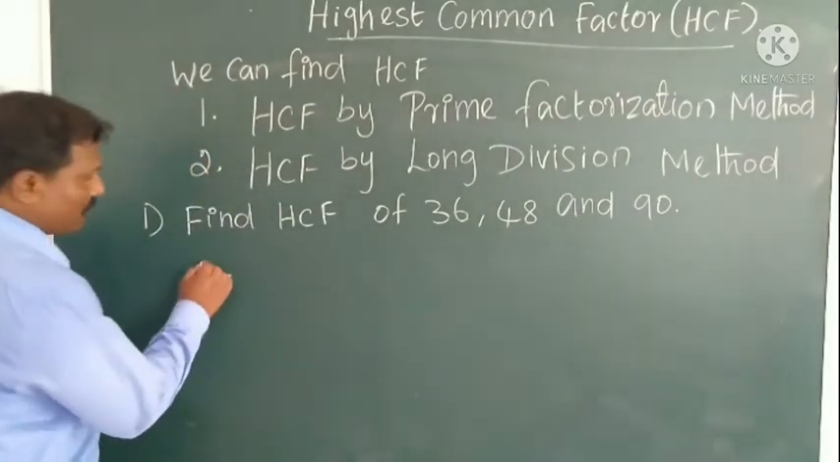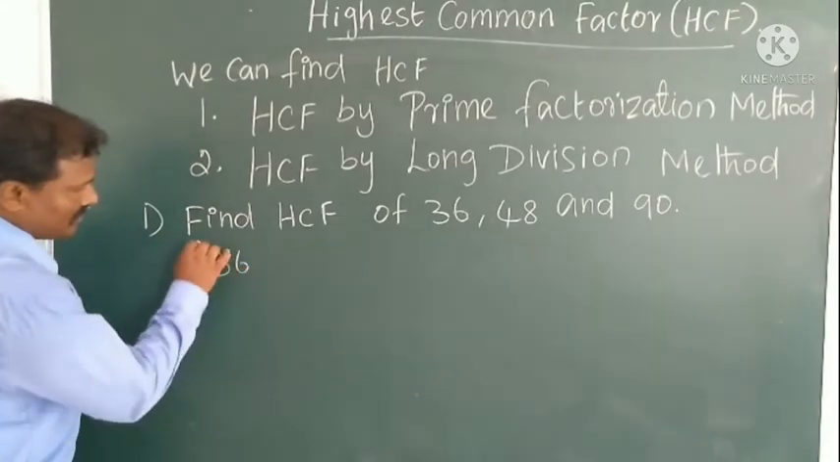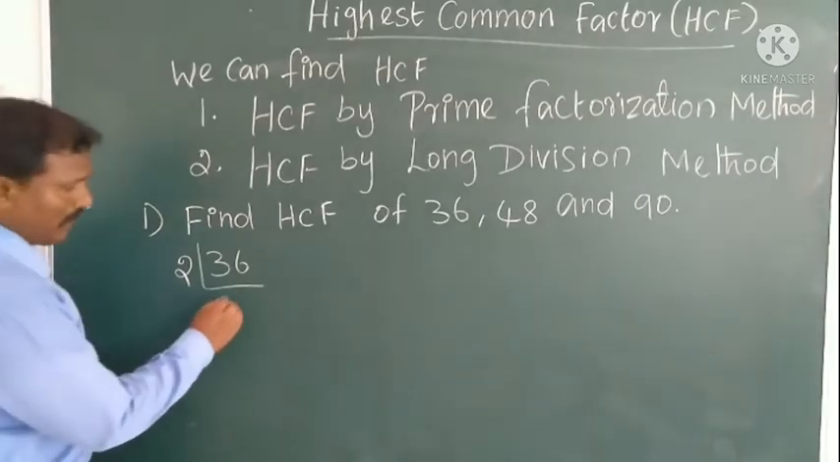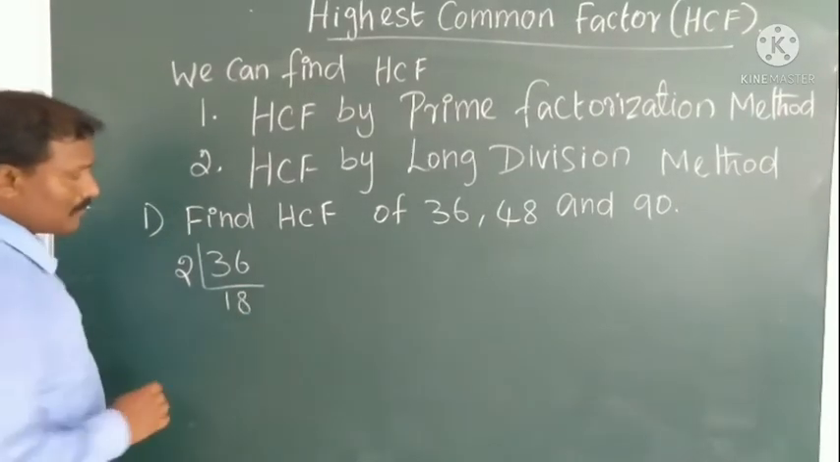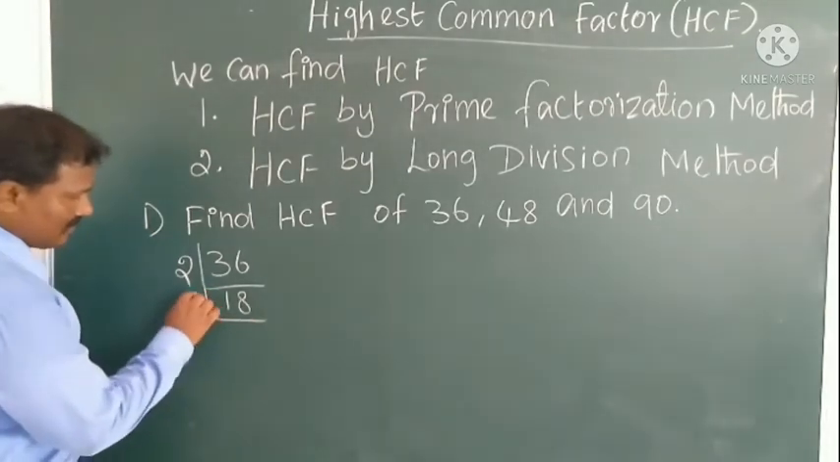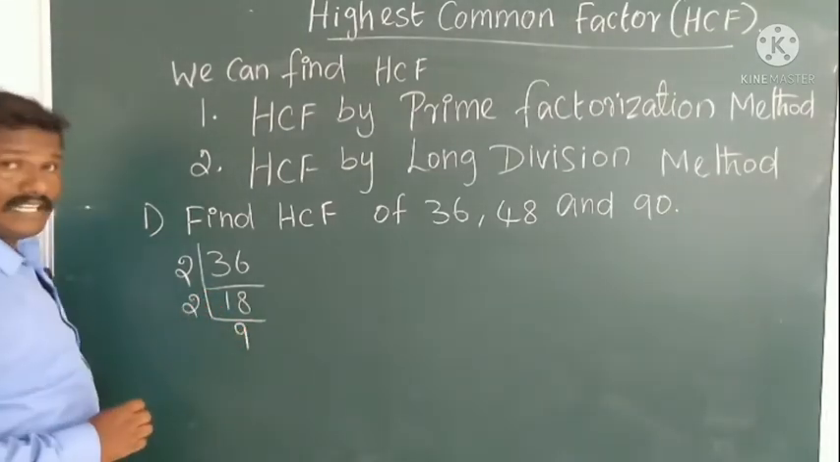So 36 I am going to find first. First we have to divide by 2. So 2 eighteens are 36. Then 2 nines are 18.